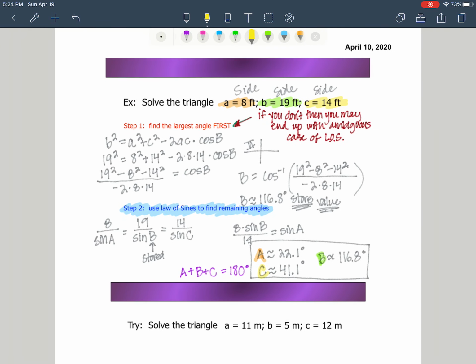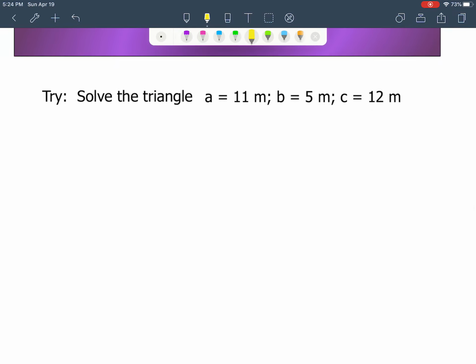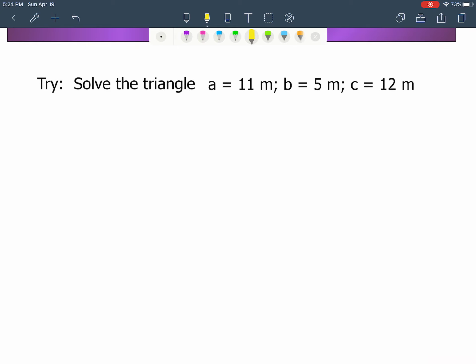In our next video, we're going to work on this try. We are going to provide the answer for this try. So here's the problem. You're going to go ahead and write it down and work it out. When you're ready to reveal the answer, you can play the next video.